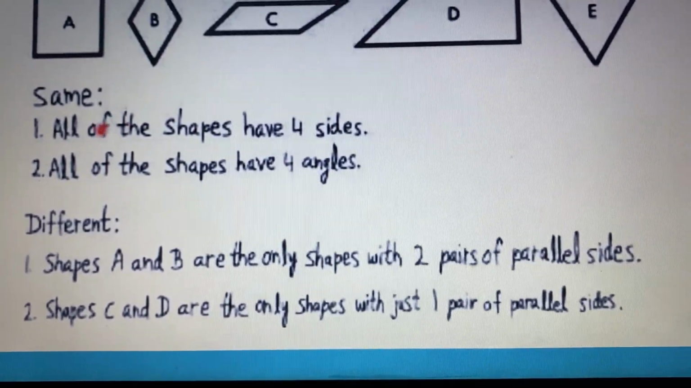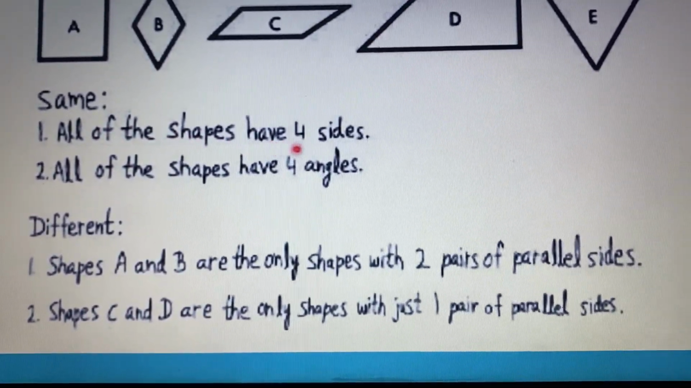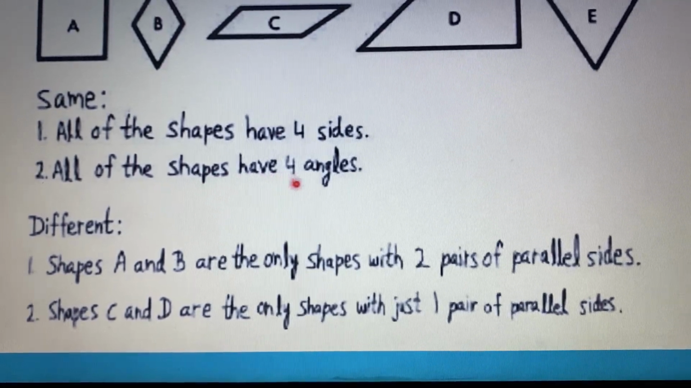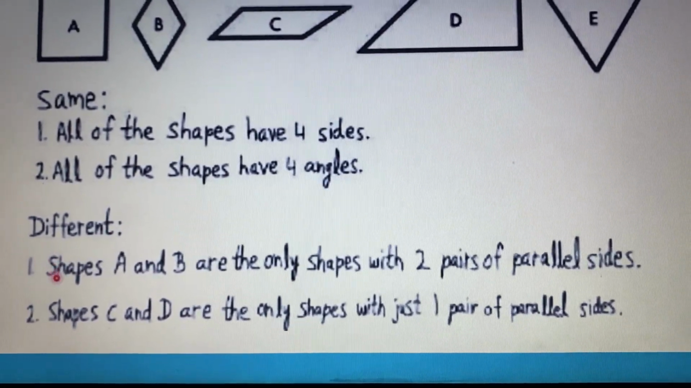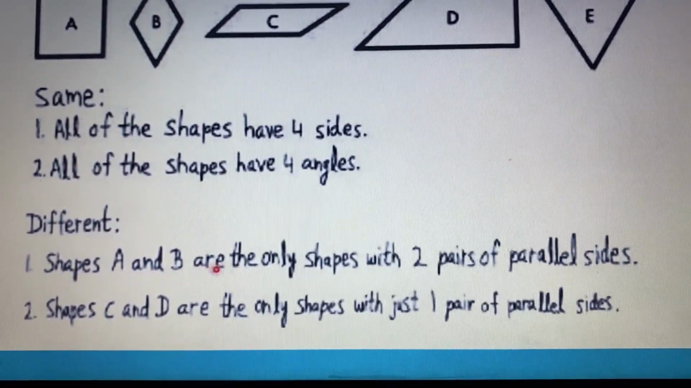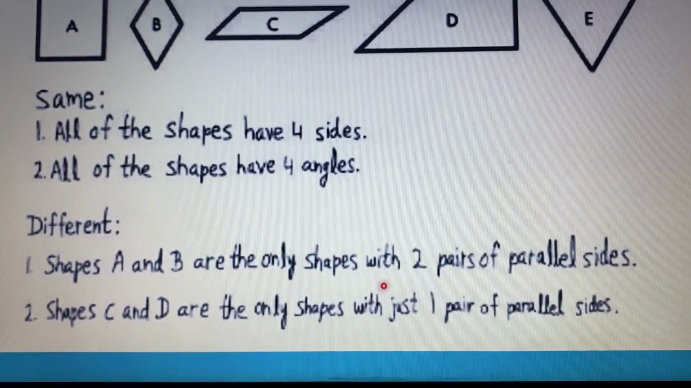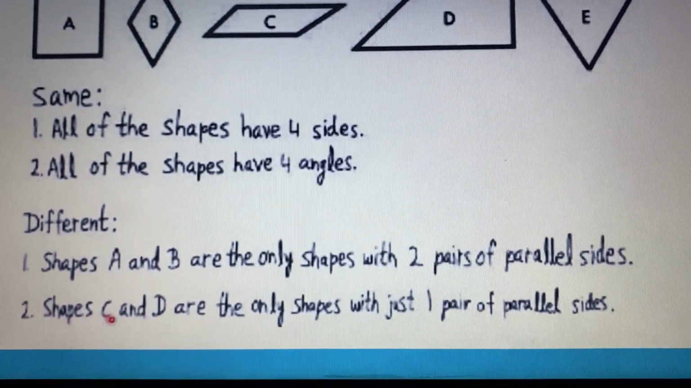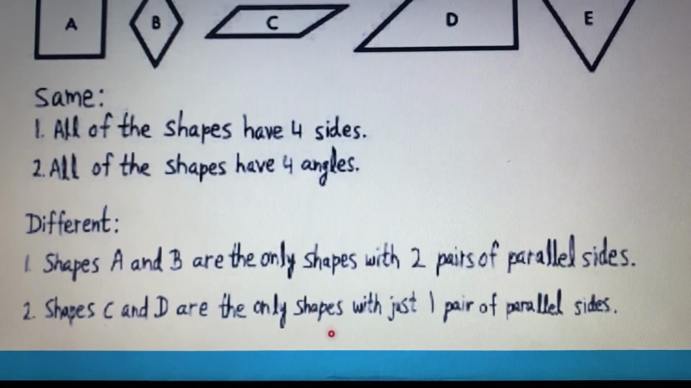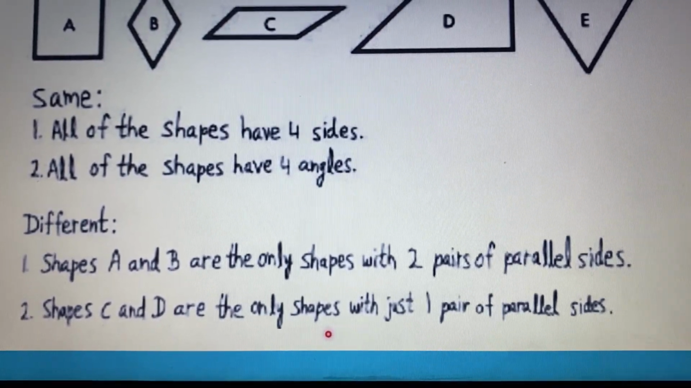Same: all of the shapes have four sides, and all of the shapes have four angles. Different: one, shapes A and B are the only shapes with two pairs of parallel sides. Two, shapes C and D are the only shapes with just one pair of parallel sides.